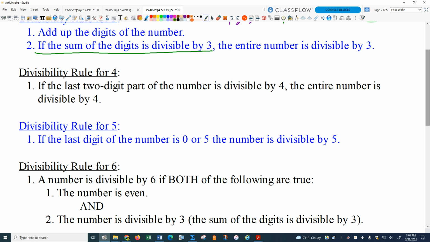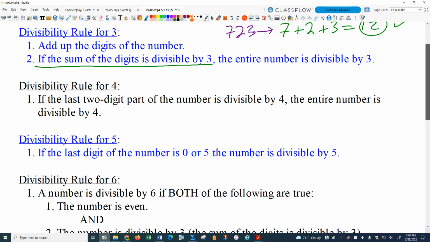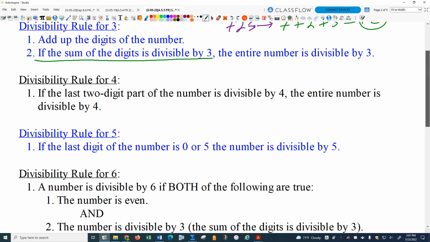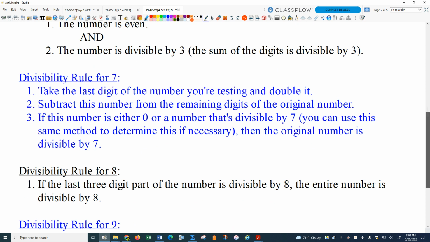5 is easy. If the last number is a 0 or a 5, it's divisible by 5. 6 is easy too. It's just a combination of being divisible by 2 and divisible by 3 that makes it divisible by 6. So it has to be even, and the sum of the digits has to be divisible by 3. Okay? 7 is a weird one.